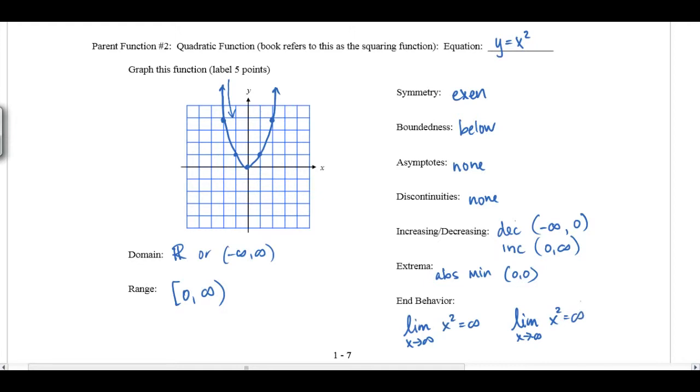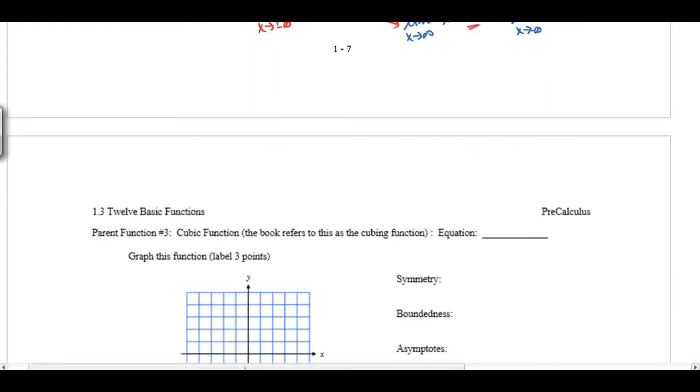And just a little heads up, what people will then sometimes do is, since the limits are the same, they will write this as the limit as x goes to plus or minus infinity, the function goes to that same thing, infinity. So they'll condense that down to one thing just so it looks a little prettier. And that is 2 of your 12.